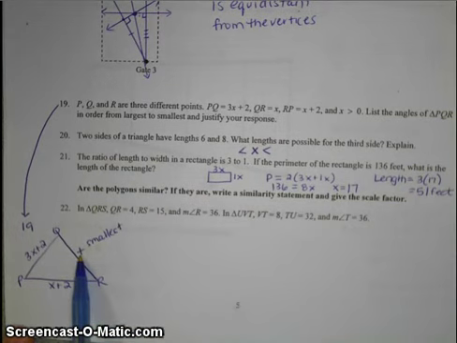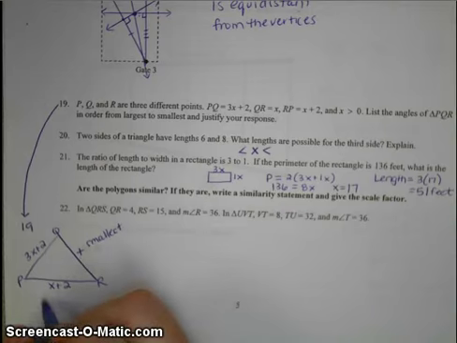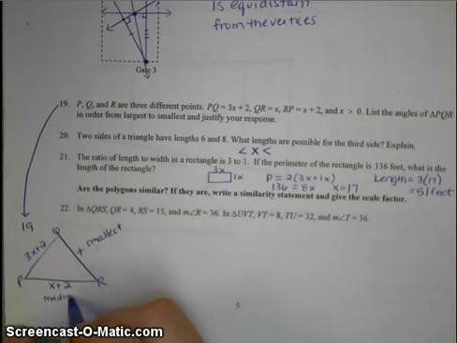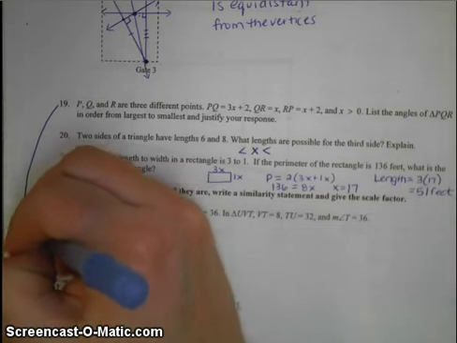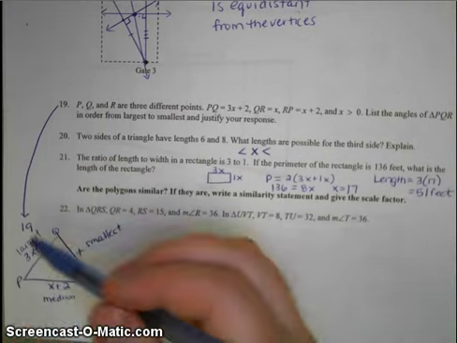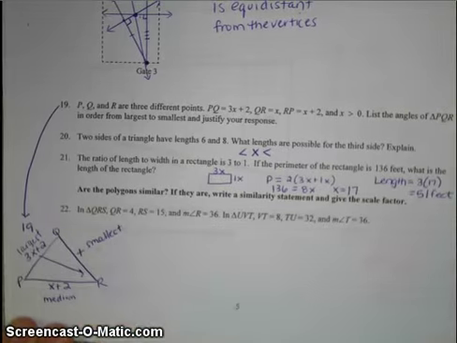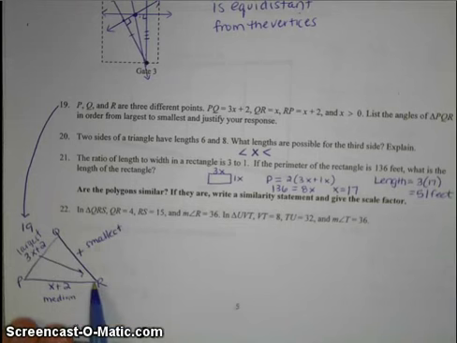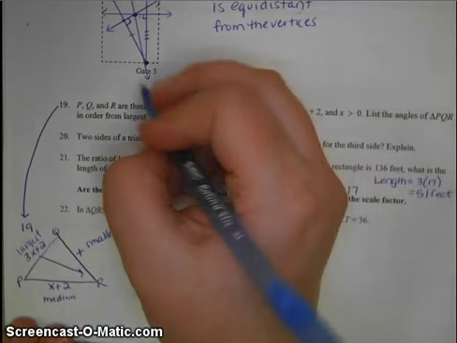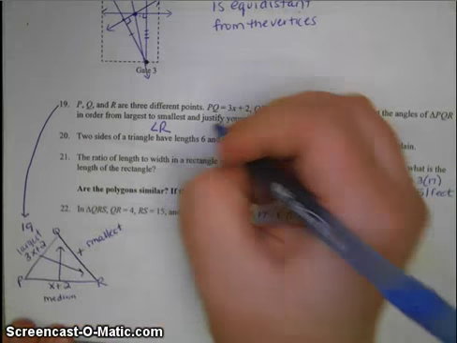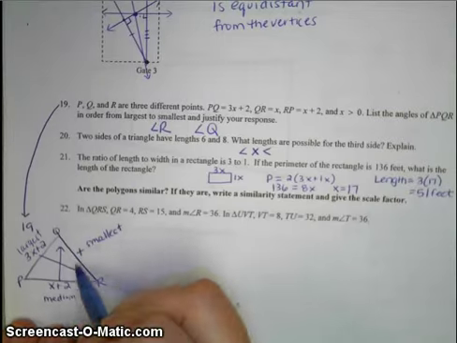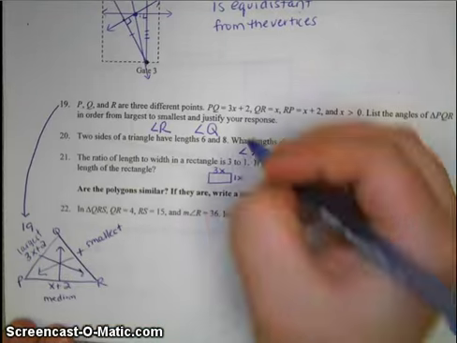So x all alone is going to be our smallest value. Obviously, x plus 2 will be the medium value, and 3 times x plus 2 is going to be your largest. So I know that the largest side is opposite to the largest angle. So I want to list this in order of largest to smallest, so that's my largest. Q will come next, and finally, across from the smallest will be angle P.